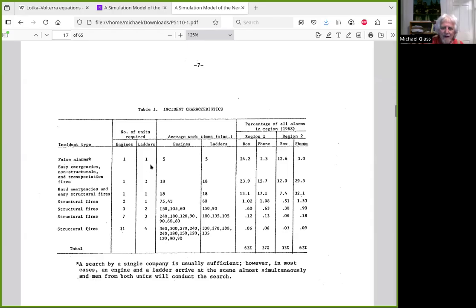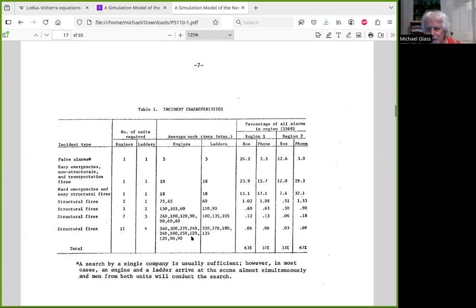All right. And to a false alarm, one engine and one ladder truck both go, and it's usually over in about 5 minutes for each. Okay, they point out here you don't need both, but you didn't know it was a false alarm. And then what they call emergencies, non-structural fires, transportation fires, those usually take about 18 minutes. There's so many percent of the calls that come in like that.